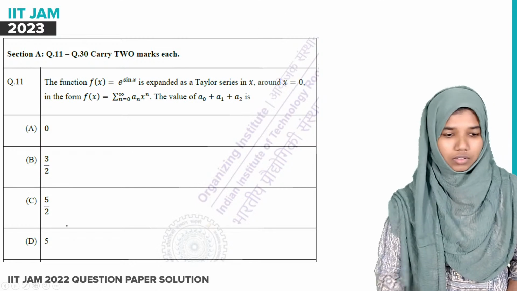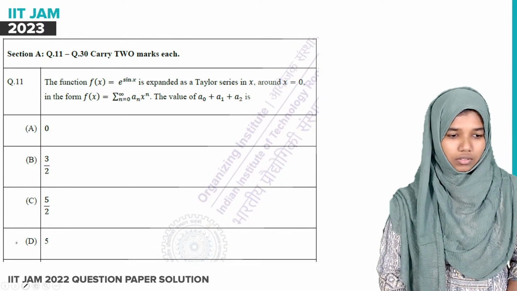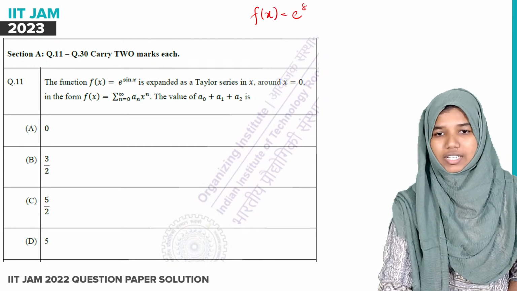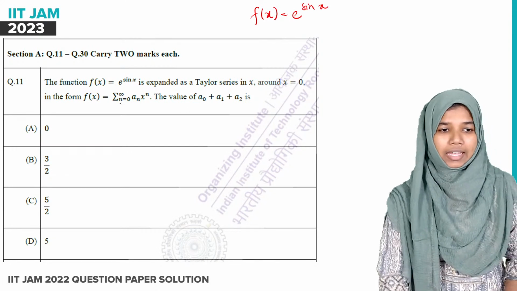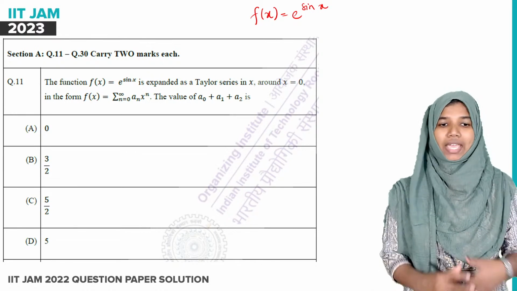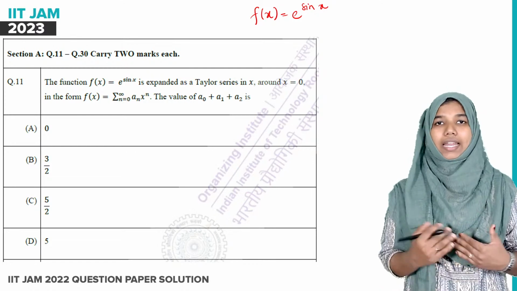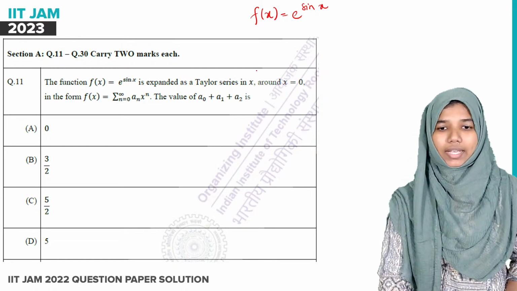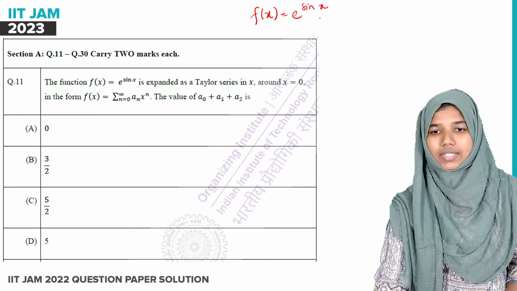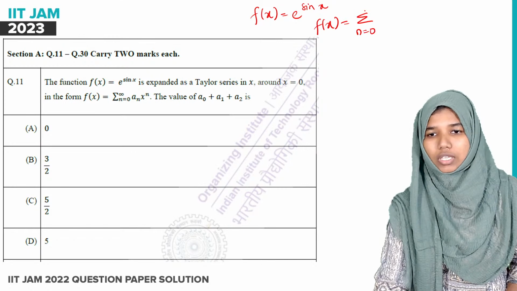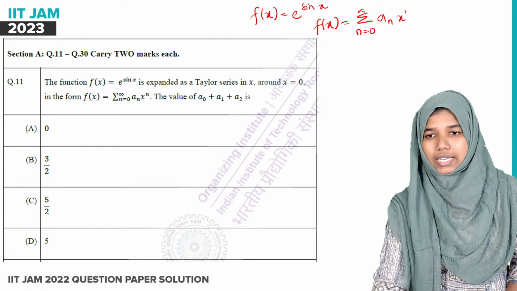Okay, so the function is f of x is equal to exponential sin x. The function is expanded as a Taylor series in x around x is equal to 0. Expand as Taylor series in x around x is equal to 0 means this is the Maclaurin series. Okay, around x is equal to 0 in the form f of x is equal to summation n is equal to 0 to infinity a n x raised to n.